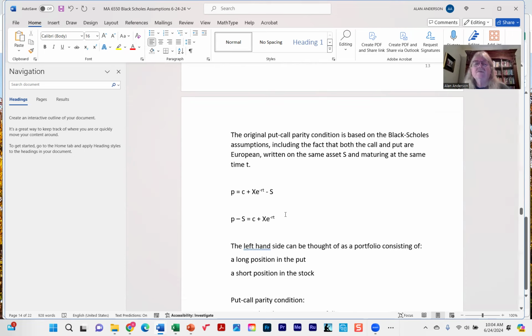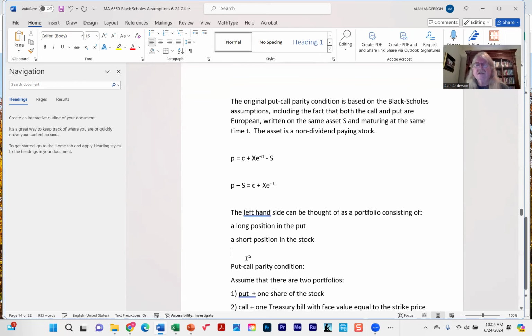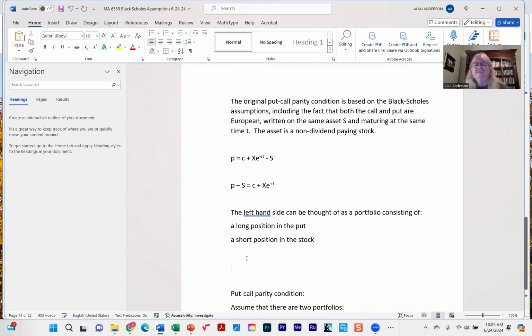Oh, that was the other thing I almost forgot. The underlying asset is a non-dividend paying stock. That was the original Black-Scholes. So we don't have to worry about cash flows. Now, the right-hand side of this equation is a little bit more complicated. It can be thought of as a portfolio consisting of a long position in the call.